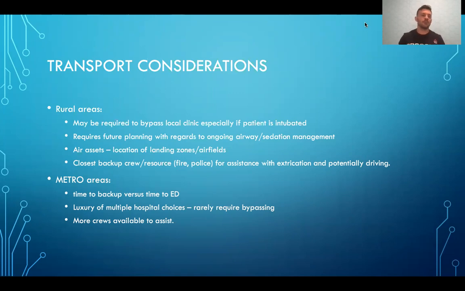And then the closest backup crew. The closest backup crew could be, again, 100 kilometers away. So what local resources do we have? Do we have fireys? Do we have police? Or do we have the volunteer first aiders? Anybody that can help with extrication and potentially driving.